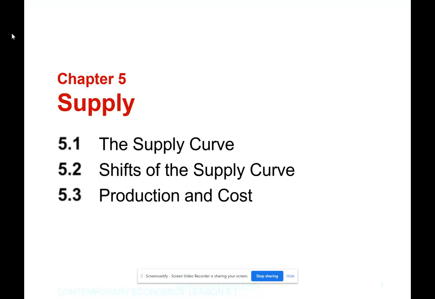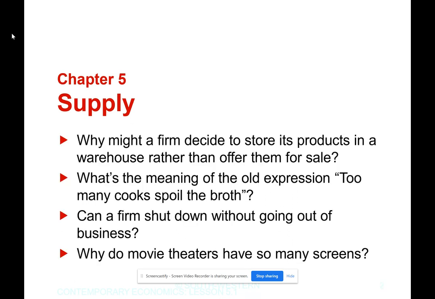All right, Chapter 5. Chapter 5 is all about supply. We're going to be looking at the supply curve and the shifts of the supply curve today. These are some questions that we might want to consider. Can a firm shut down without going out of business? Just keep these things in the back of your mind.